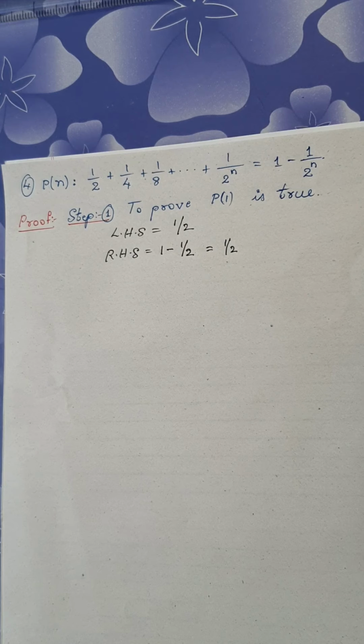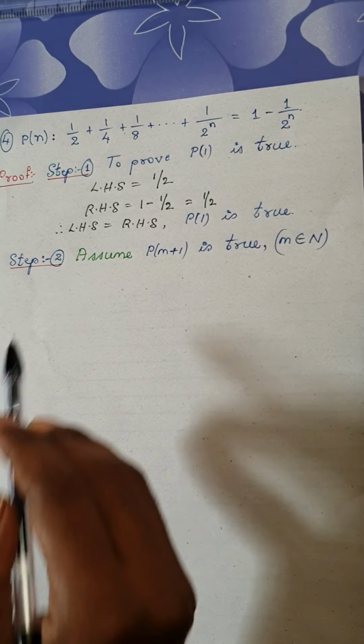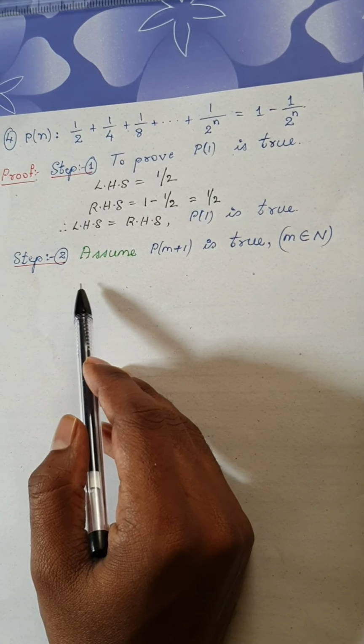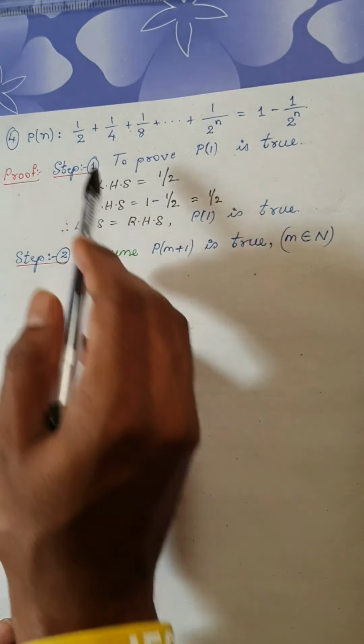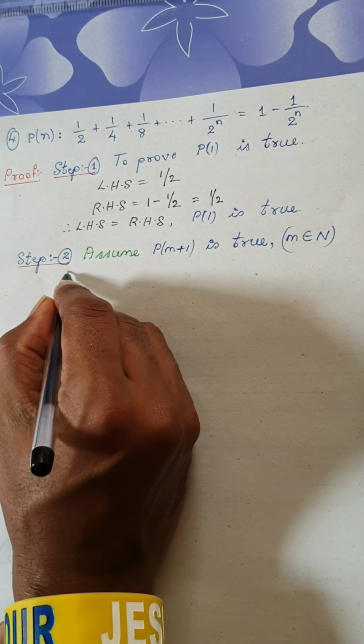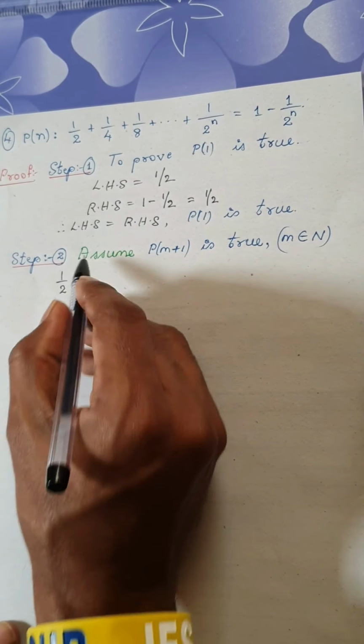Though the question looks quite different, the procedure is exactly the same. So once the first step is clear, we're going to see one of the simple steps, which is step 2. We're going to assume P of m plus 1 is true. How are you going to assume? Just replace this given statement, wherever you have n, replace it by m.